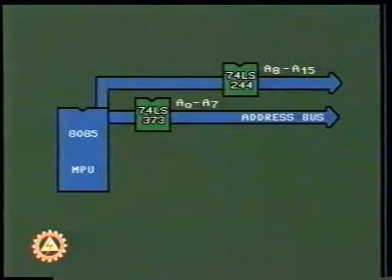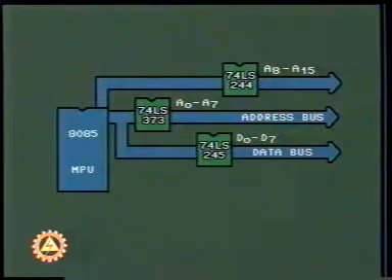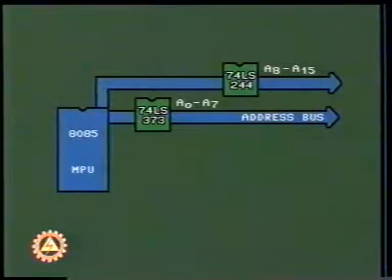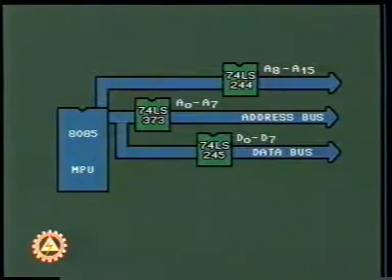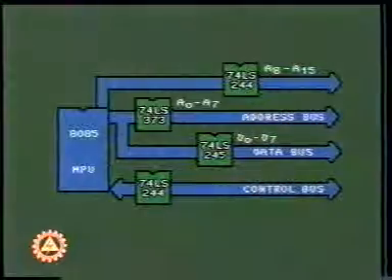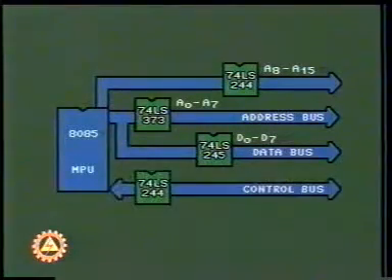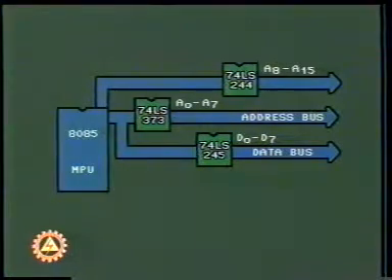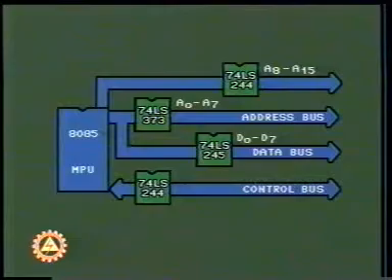However, we use an octal transceiver 74LS245 on the data bus as it is bidirectional. On the control bus, we use an octal buffer 74LS244, which enables the processor to drive more than one devices connected with it.